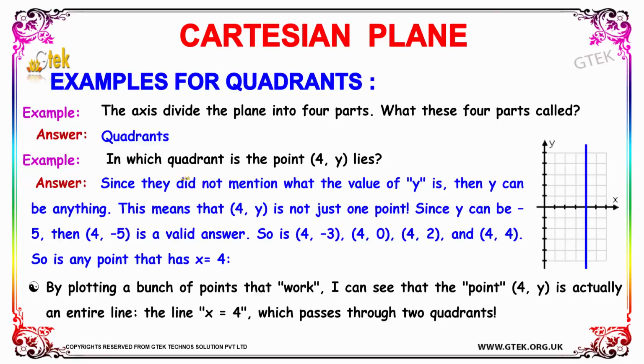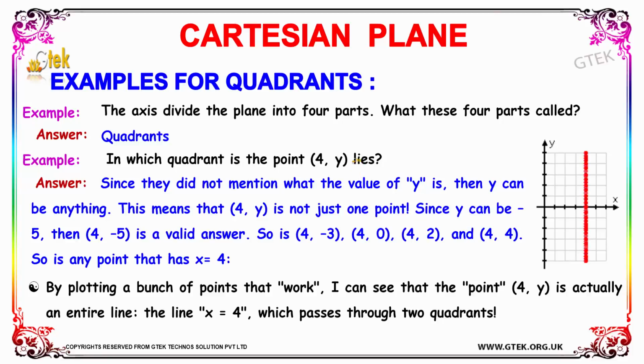In which quadrant does the point (4, y) lie? Before we see the answer, we must keep something in mind when we see such questions. The question is (4, y). It's a point lying in which quadrant? Both terms seem positive, so it might be only in the positive quadrant. But since they did not mention the value of y, y can be anything, right? It might be a negative value or a positive value.